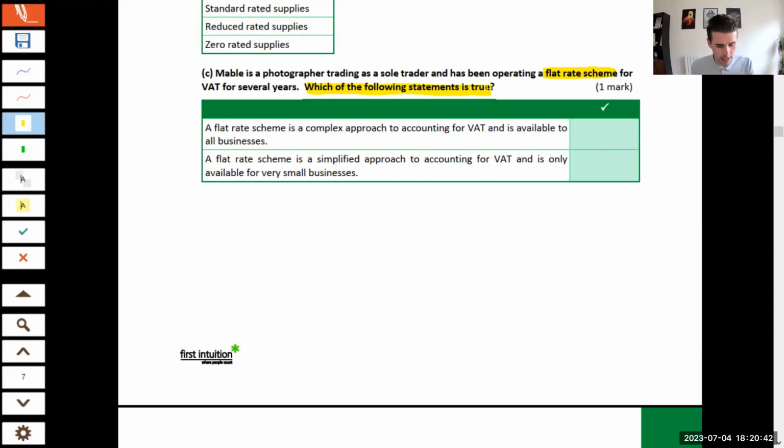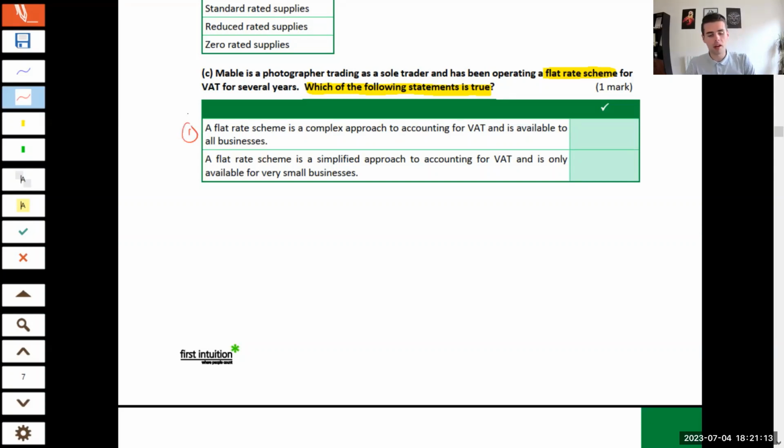Now, remember, the flat rate scheme is where, as the name suggests, we just charge a flat percentage. So there's not 20% or 0% or anything like that. We just charge a flat rate percentage of VAT, depending on the type of business that we are. So for a photographer, for example, maybe something like 8%. Again, that is not a specific figure. Please don't quote me on that, but it's just an example, okay? Depending on the type of industry, there will be a flat rate available. So let's have a look at these options.